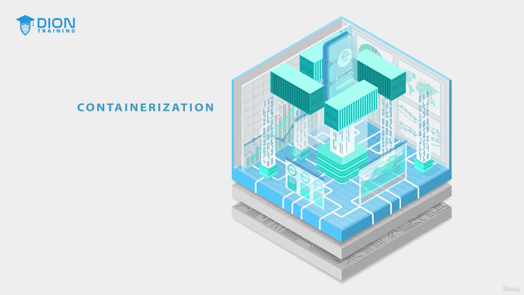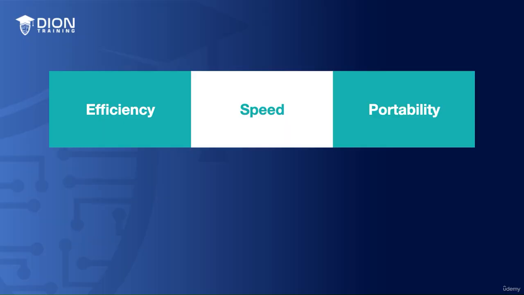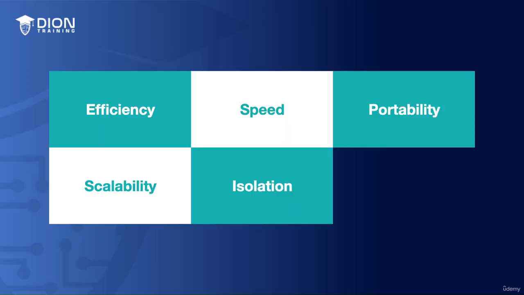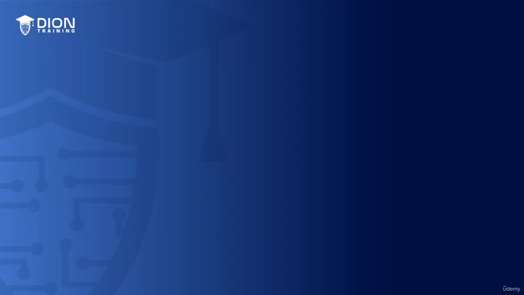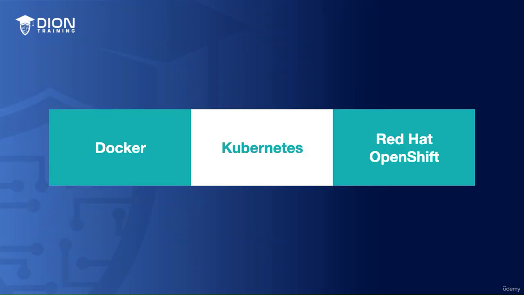This approach offers several advantages, including efficiency and speed, portability, scalability, isolation, and consistency. Popular containerization technologies include Docker, Kubernetes, and Red Hat OpenShift. These technologies have revolutionized the way developers and organizations create, deploy, and manage applications, particularly in cloud environments.